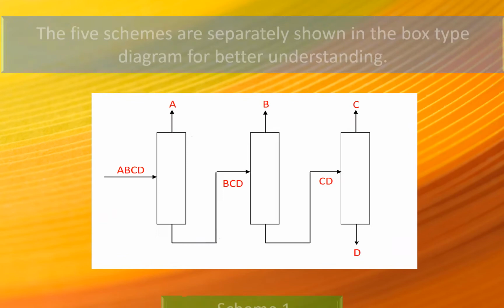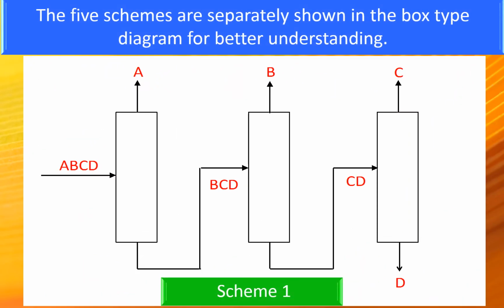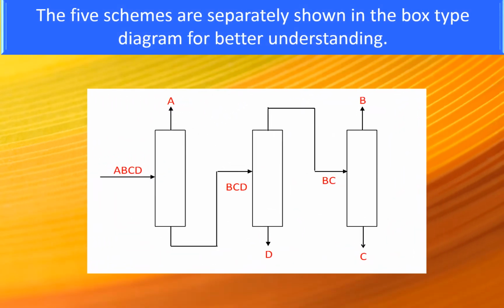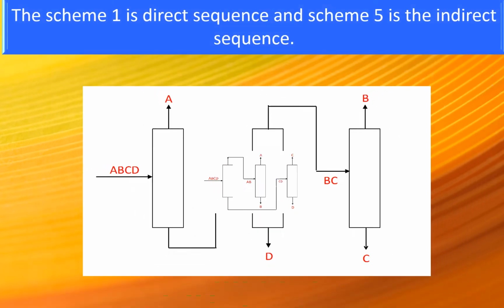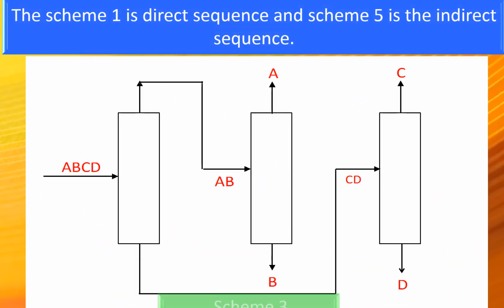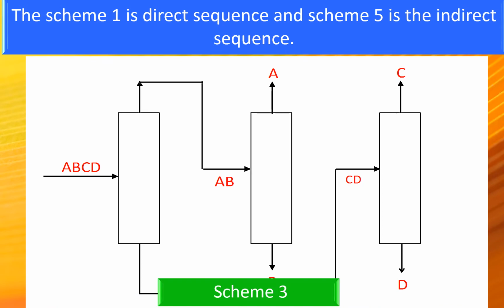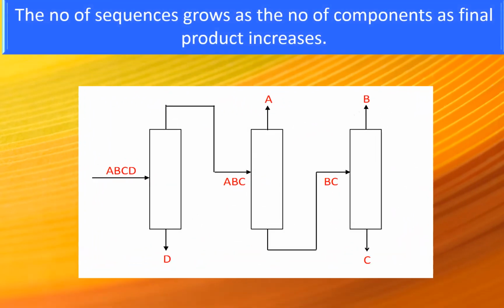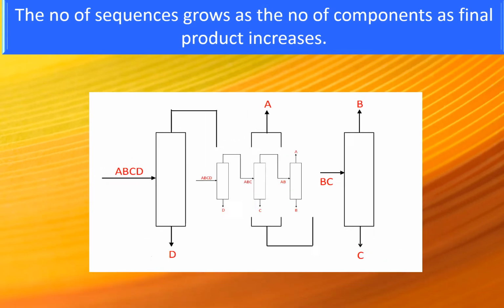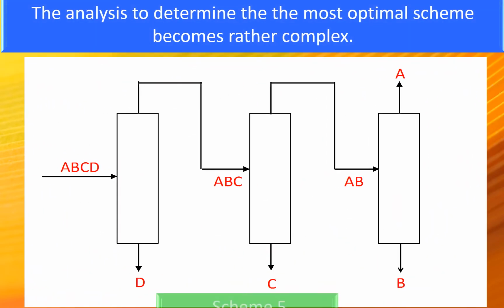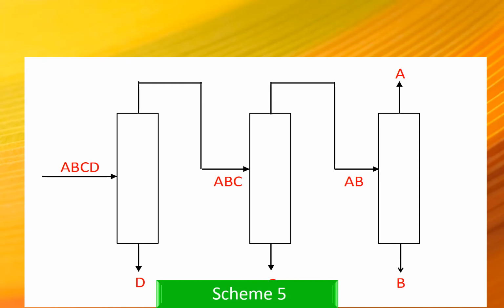The 5 schemes are separately shown in the box type diagram for better understanding. Scheme 1 is a direct sequence and scheme 5 is the indirect sequence. The number of sequences grows as the number of components as final products increases. The analysis to determine the most optimal scheme becomes rather complex.